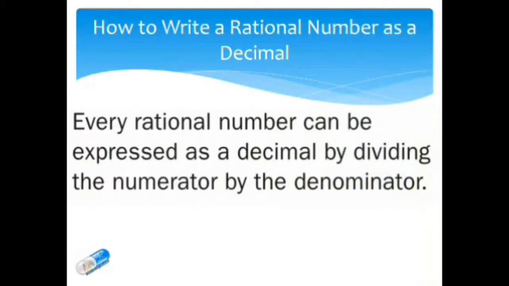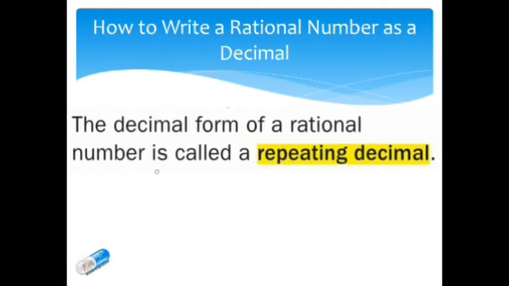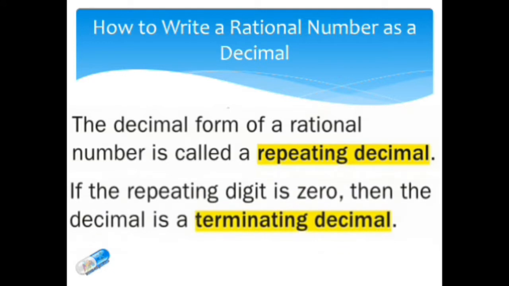How to write a rational number as a decimal? Every rational number can be expressed as a decimal by dividing the numerator by the denominator. The decimal form of a rational number is called a repeating decimal. If the repeating digit is 0, then the decimal is a terminating decimal. Okay, look at these examples.